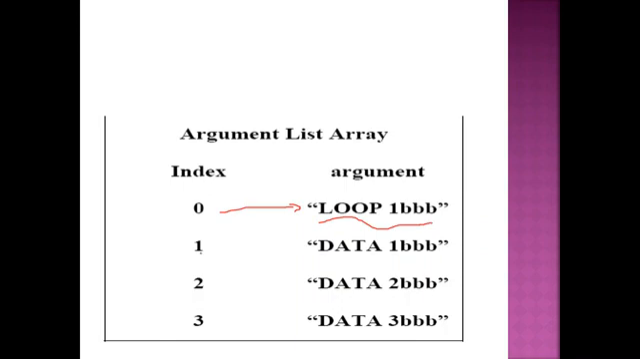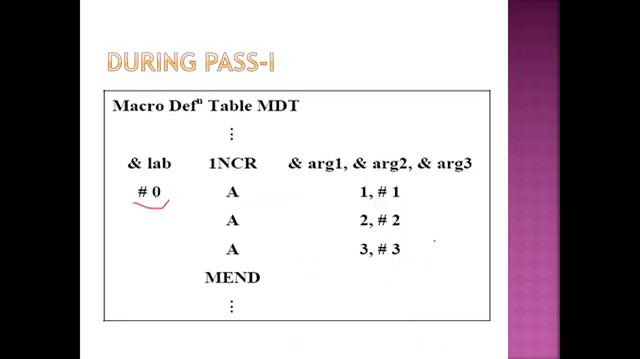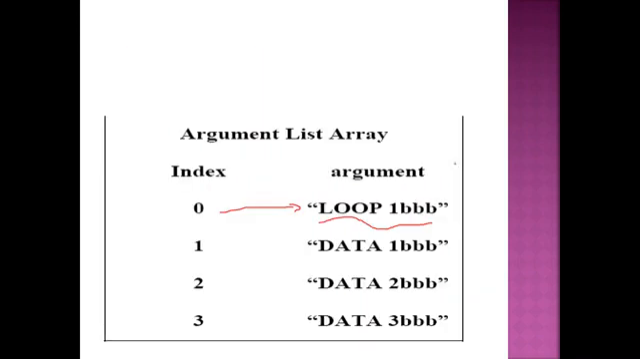#1 in my macro definition table means argument 1. #2 means argument 2. Instead of using argument 2 directly, I am giving #1, 2 and 3. 0 here represents that particular label. You understand? So if this is the entry in the macro definition table, the corresponding entry in the argument list array will be like this. It will tell you what you mean by 0, what you mean by 1, what you mean by 2 and what you mean by 3.